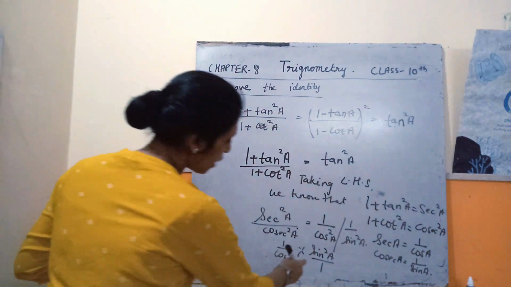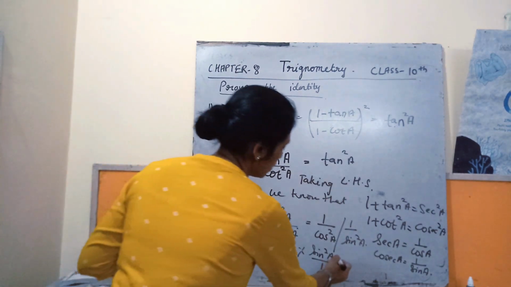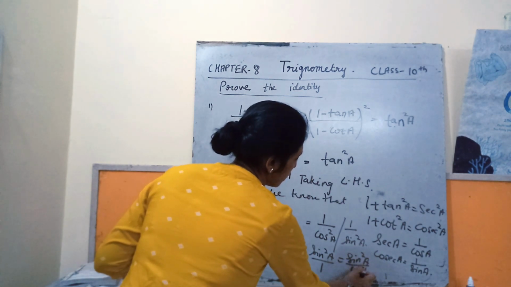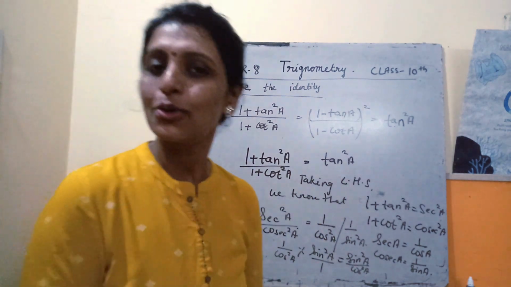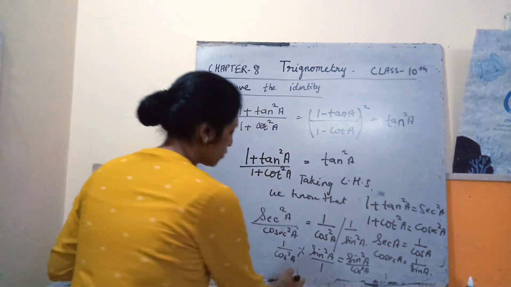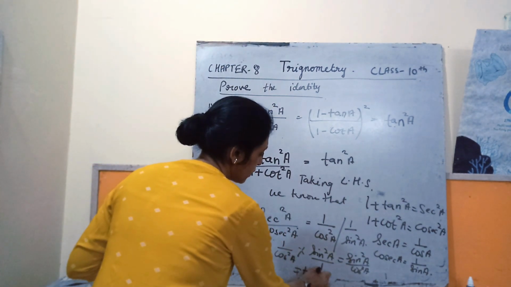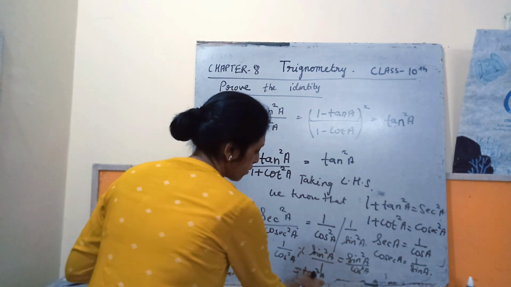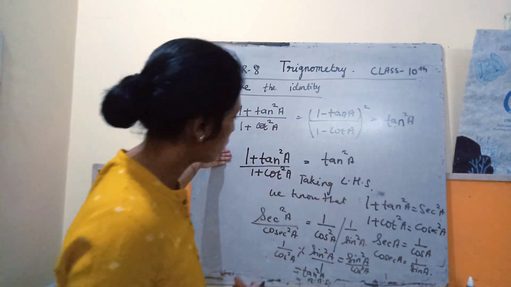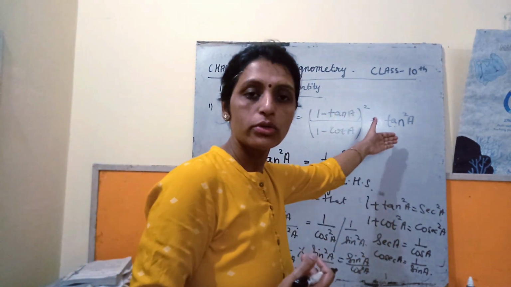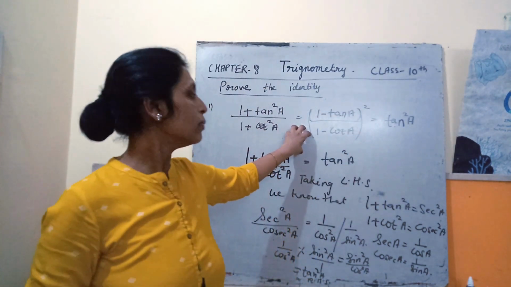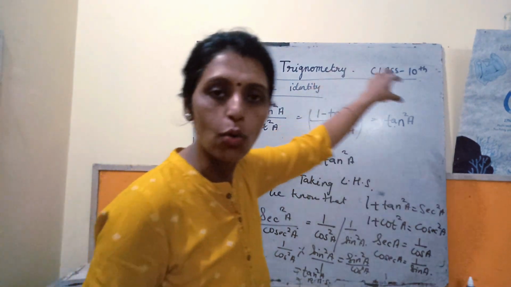Now sin square A upon cos square A. We know that sin A upon cos A is equal to tan A. So sin square A upon cos square A will be equal to tan square A. That is equal to our right hand side. So we have proved this one of the identities, and that is equal to the right hand side, tan square A. Now we are going to take ((1 minus tan A) upon (1 minus cot A)) whole square.